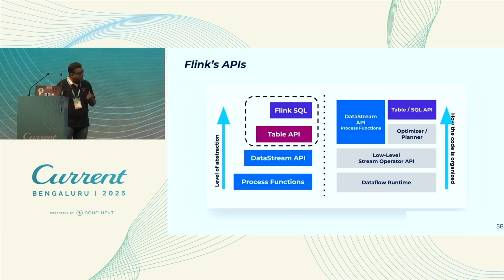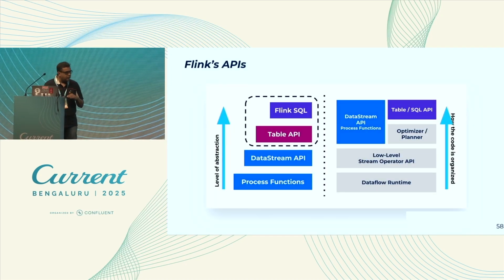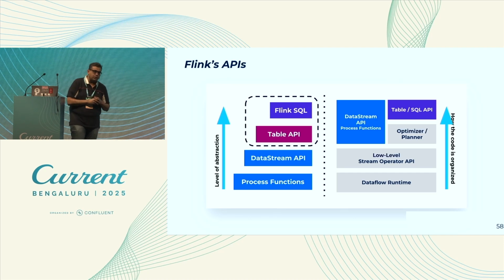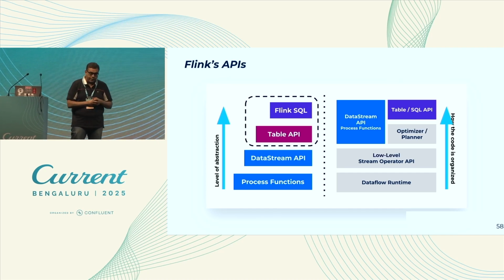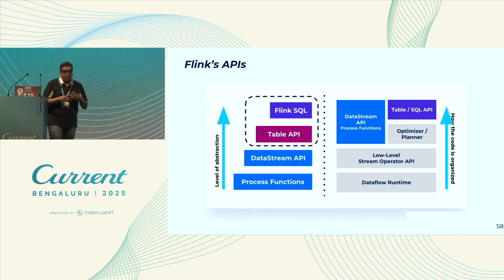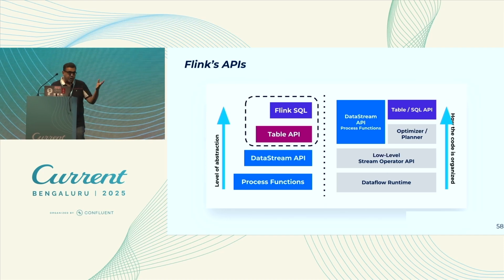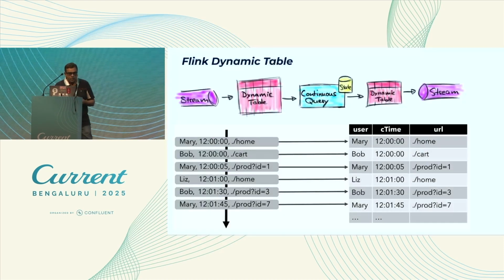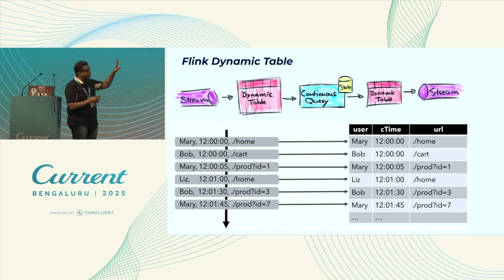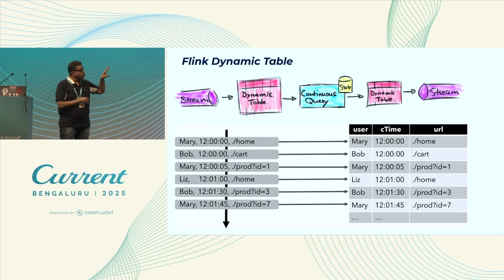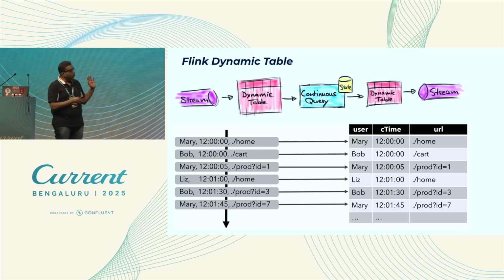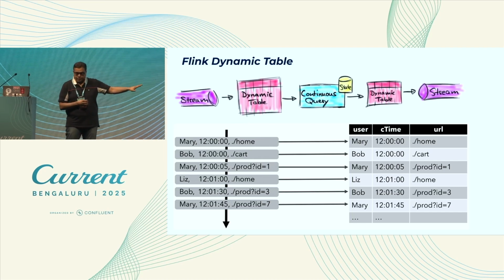While there are many other APIs within Flink, and process functions and data stream are the lowest level APIs, I talk about table API and Flink SQL because it lets you work with Flink dynamic tables. A dynamic table mimics or abstracts your Kafka topic, right? So let's say I have my streaming data on a Kafka topic. A Flink dynamic table would let me query the same streaming data as a database table on SQL.